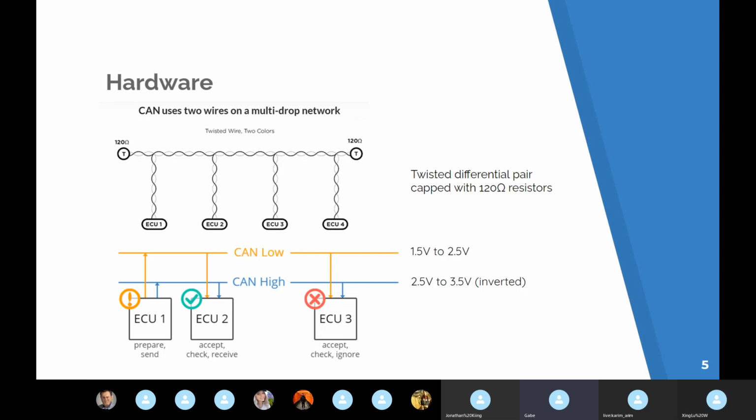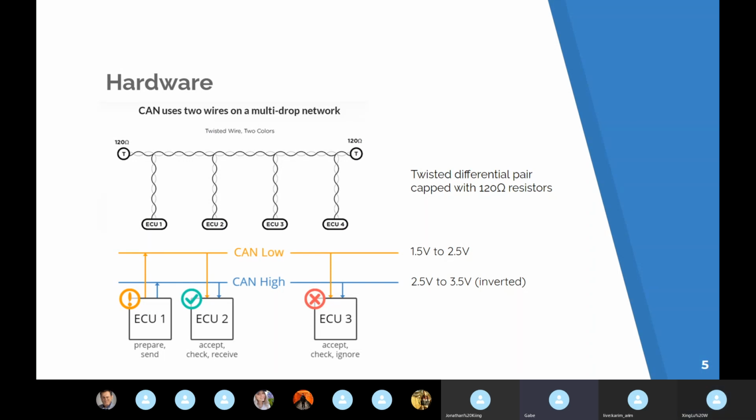So the recessive bit is almost like letting go of the bus, similar to open drain in a sense, and your two resistors pull those two lines together, both to 2.5 volts, and they sit there. And then when they're driving the bus, CAN low will drop down to 1.5 and CAN high up to 3.5, and then they call it a dominant bit.